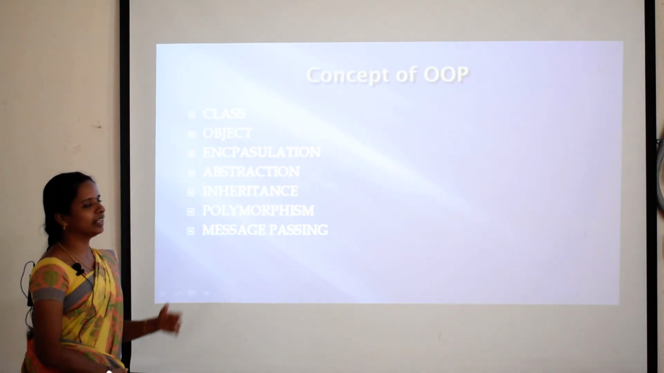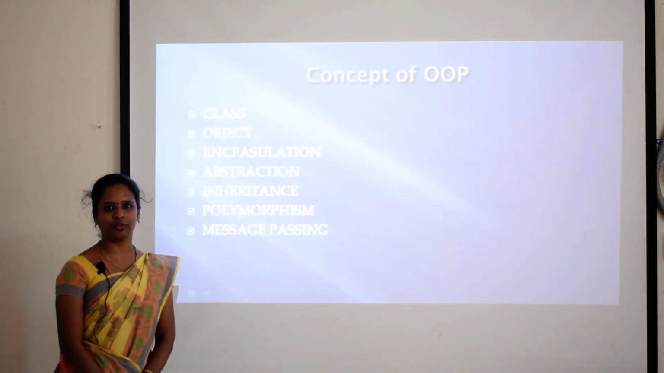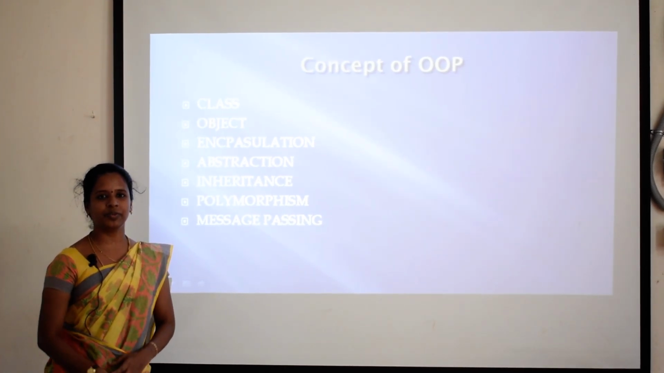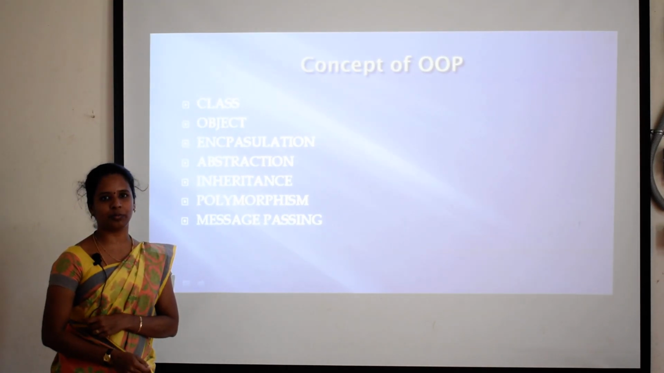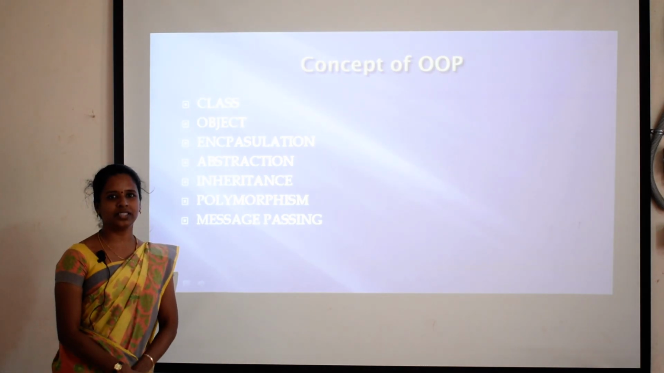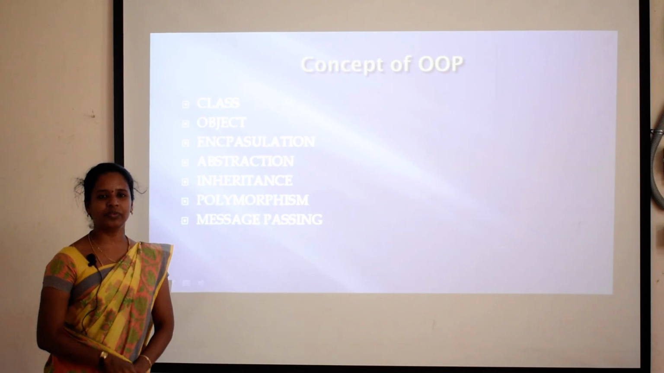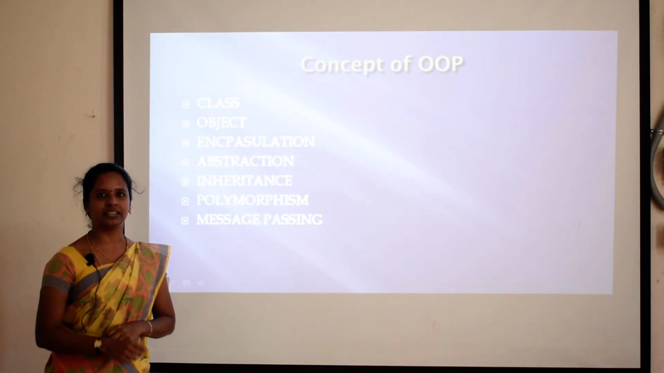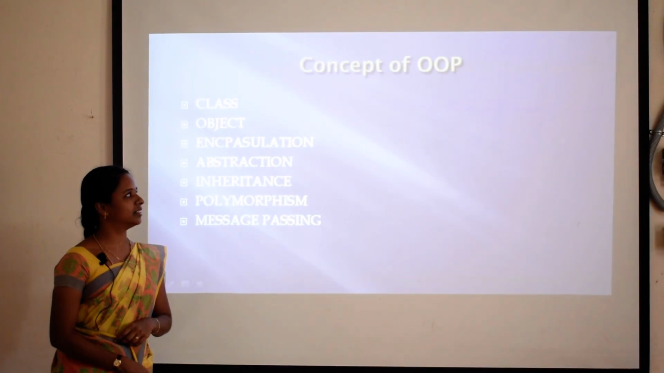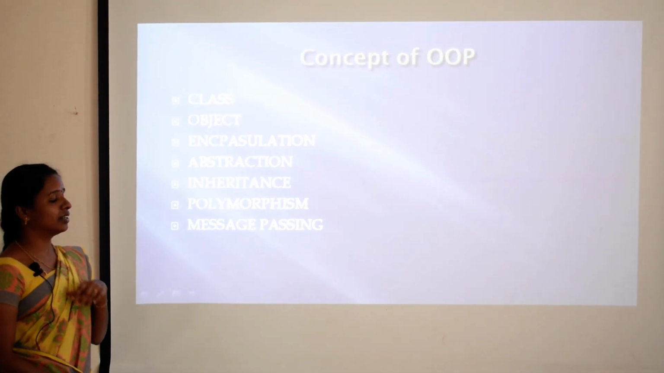So what is meant by class? Class is a blueprint of objects. So without a class we cannot create objects. When we are creating a class, the memory will not be allocated for the class. And what is meant by object? Object is the instance of the class. When we are creating an object for a particular class, then only the memory for that particular class will be allocated.